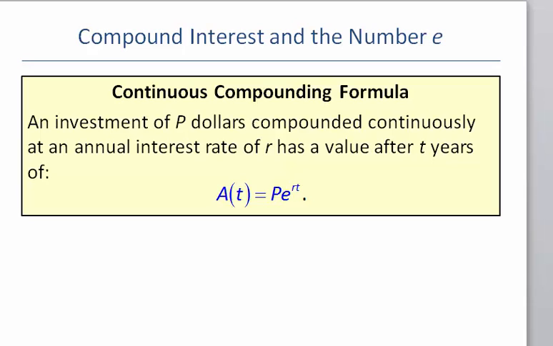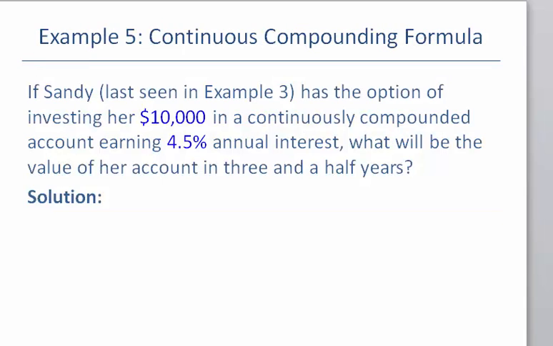Our formula for that, compounded continuously, is that the final amount, A of t, is equal to P, which is your principal, times e raised to the r times t. r is the interest rate and t is the number of years. So let's look at an example there.